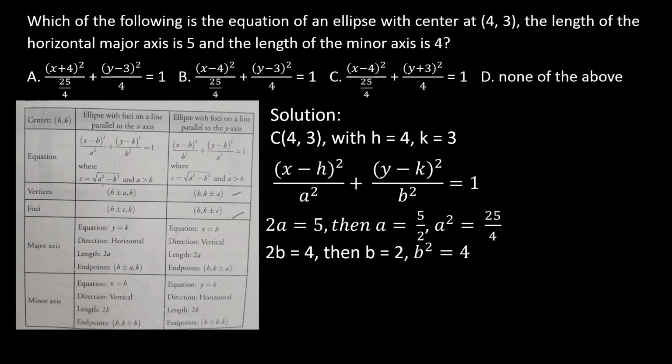So we already have the value of a squared and b squared. All we have to do is replace the values of h, k, a and b in the equation that we used from the first one. So finally, we have the quantity of x minus 4 to the power of 2 over the value of a squared, which is 25 over 4, plus the quantity of y minus 3 to the power of 2 over 4 is equal to 1. So our answer will be what? Letter B, that is (x minus 4) squared over 25 over 4 plus (y minus 3) squared over 4.